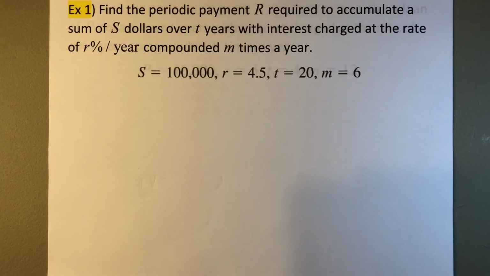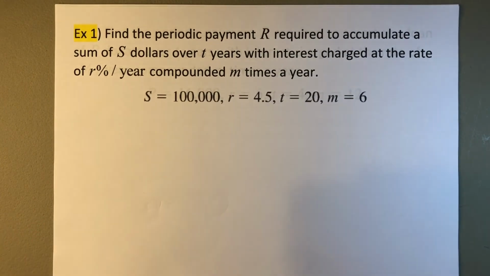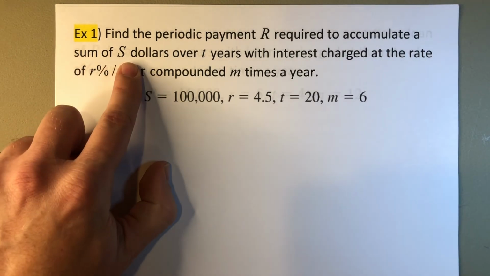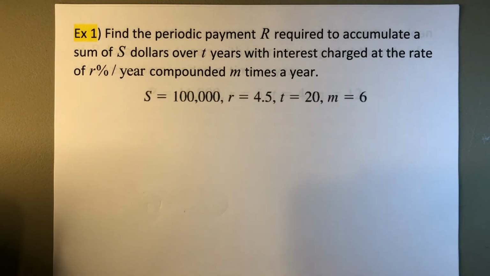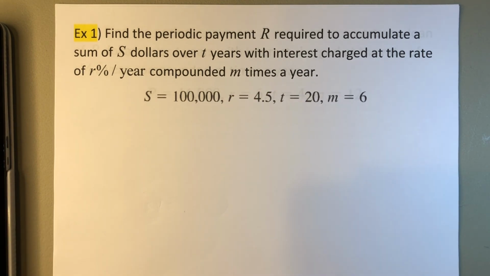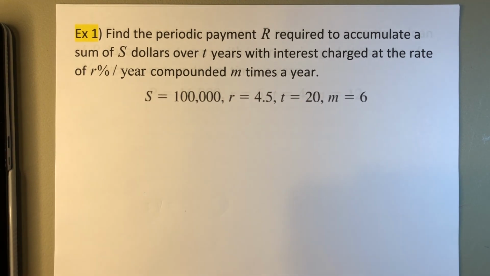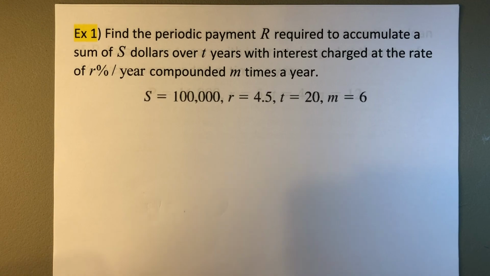All right, so let's look at our first example. Example number 1. Find the periodic payment R required to accumulate a sum of S dollars over T years with interest charged at the rate of R% per year compounded M times per year. So you can use the formula here, or you can use your calculator. So I will just go straight to the calculator for this one.